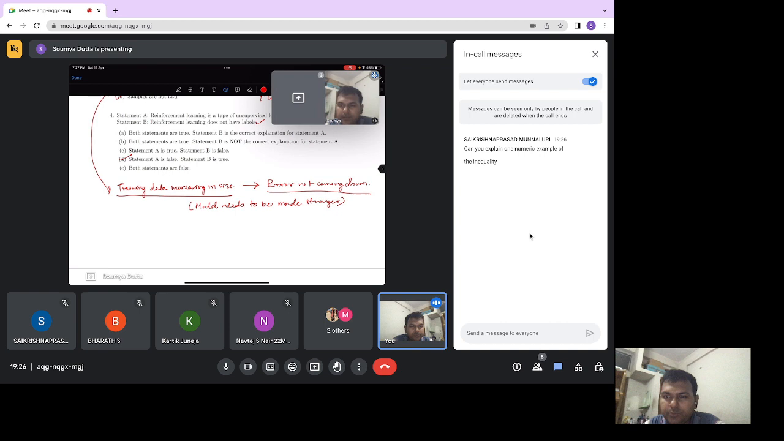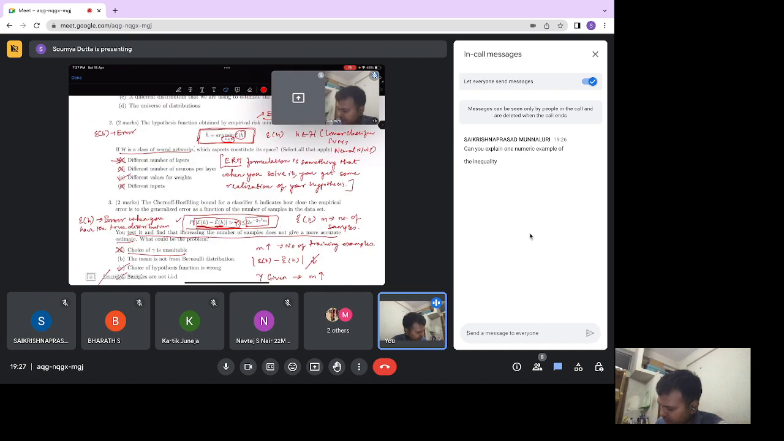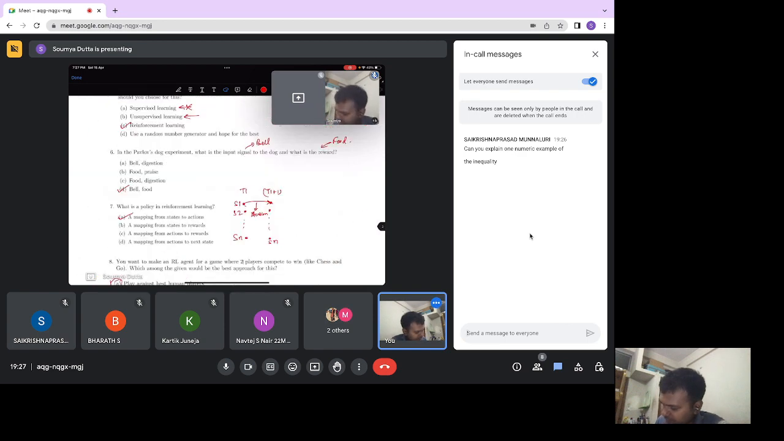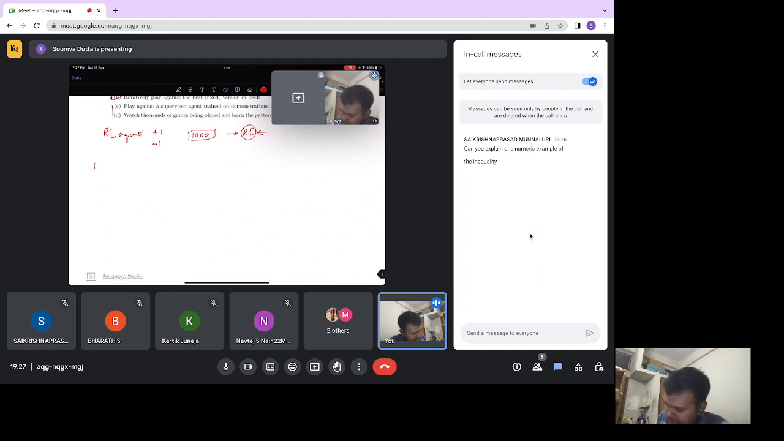Can you explain one numeric example of the inequality? Okay, I guess you are talking about this particular inequality. It is very difficult to explain numerically for this particular inequality, but I'll give you the idea behind it. Okay, I am just constructing an example here.